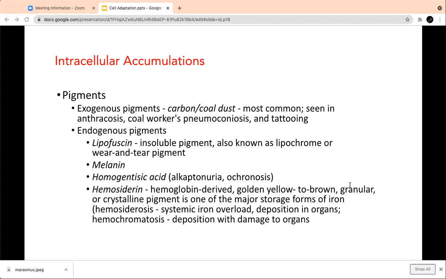It is an endogenous brown-black pigment formed when the enzyme tyrosinase catalyzes the oxidation of tyrosine to dihydroxyphenylalanine in melanocytes.